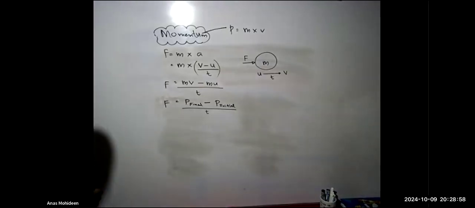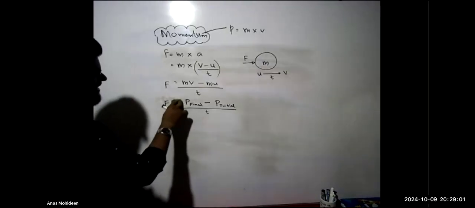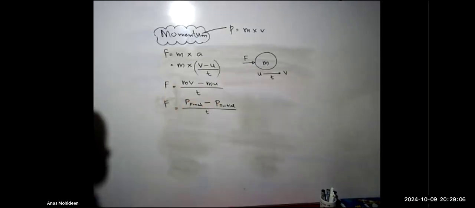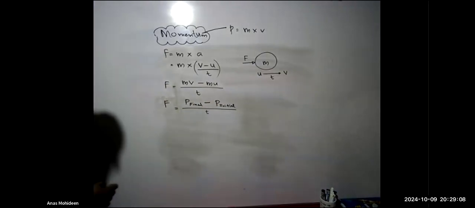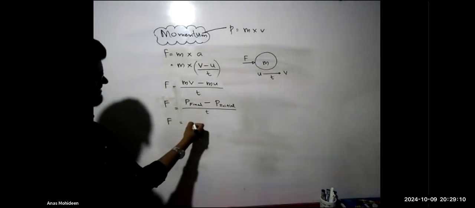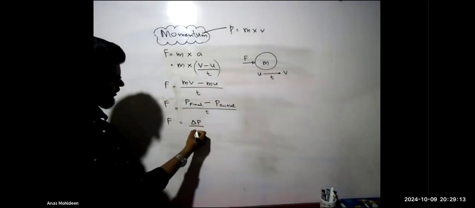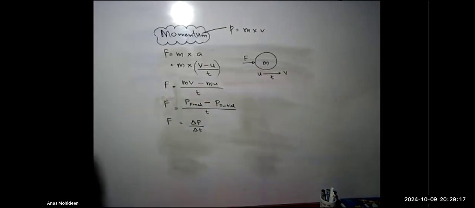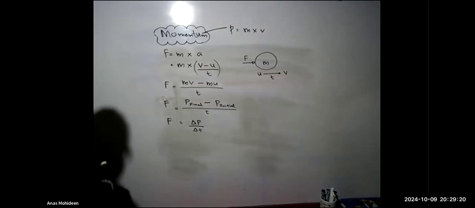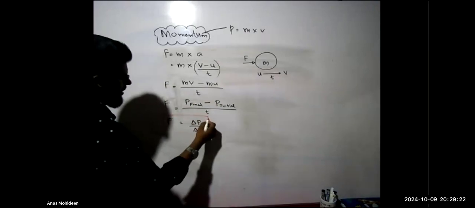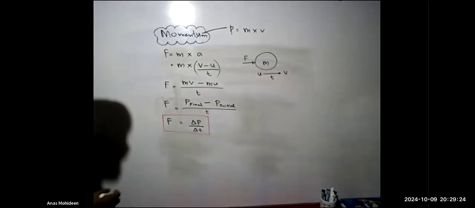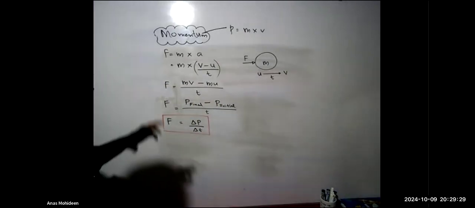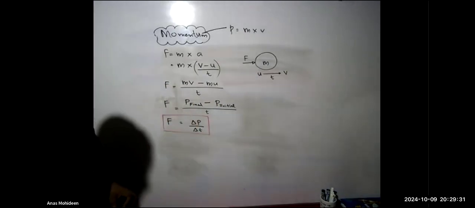So you can see here now force is equal to the momentum difference divided by the time taken. Further I can write F is equal to delta P over delta t. So we started from F equals m into A and we are ending up with the formula: force is equal to momentum change over time taken. This is how force and momentum get connected.